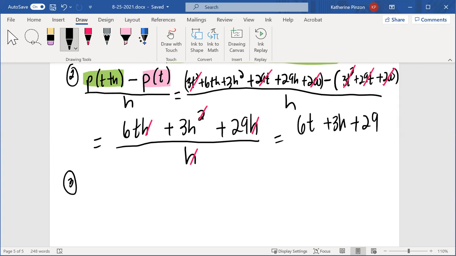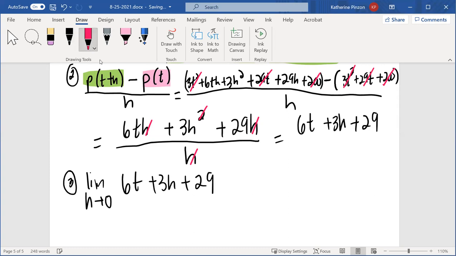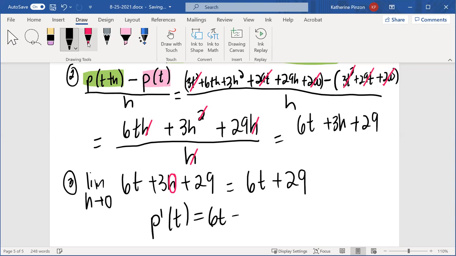Okay, last piece. Find the limit. Which limit? As h approaches 0. Okay, so 6t plus 3h plus 29. I want this guy to go to 0. So I get 6t plus 29. Is that the answer? No, right? Yeah, so this is p prime of t, 6t plus 29.